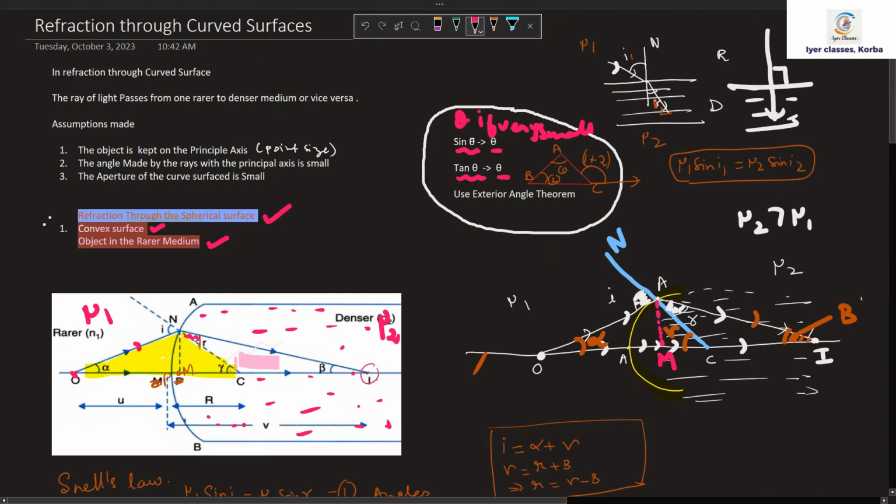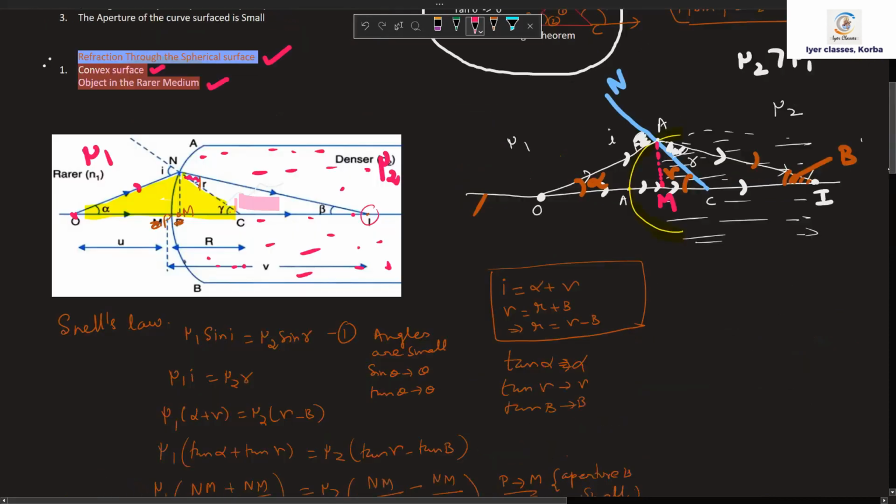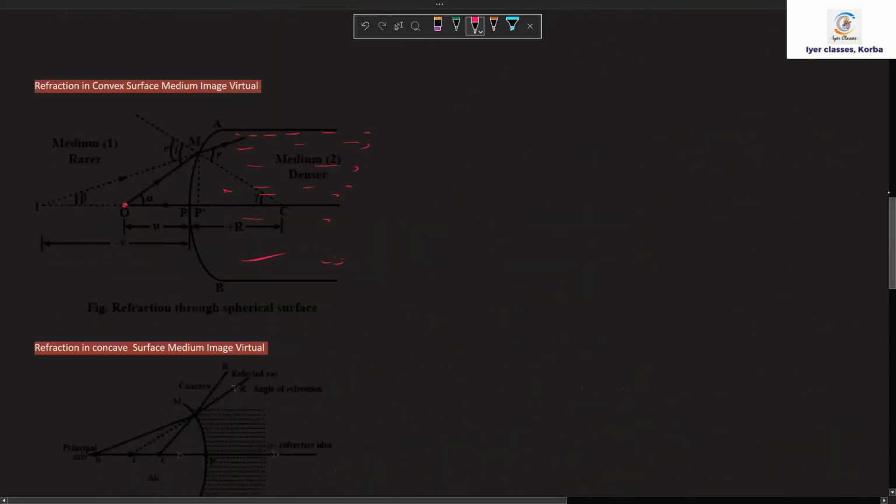What is the difference in this case? My object was very close to the pole, so the ray went here and hit the surface at the point, say M. How do I draw the normal? I need to find out the center of curvature. From the center of curvature, to the point where the incident ray hit, draw a full radius. What is this? This is the normal. This is the angle of incidence.